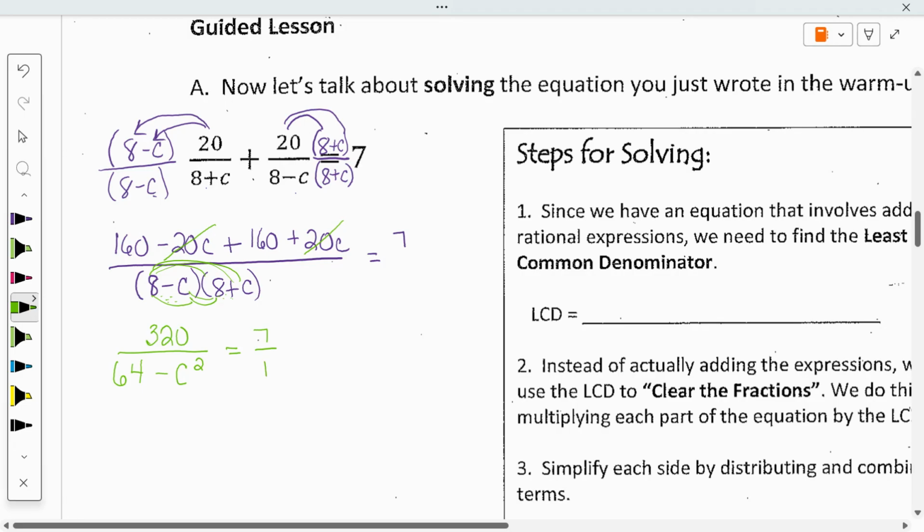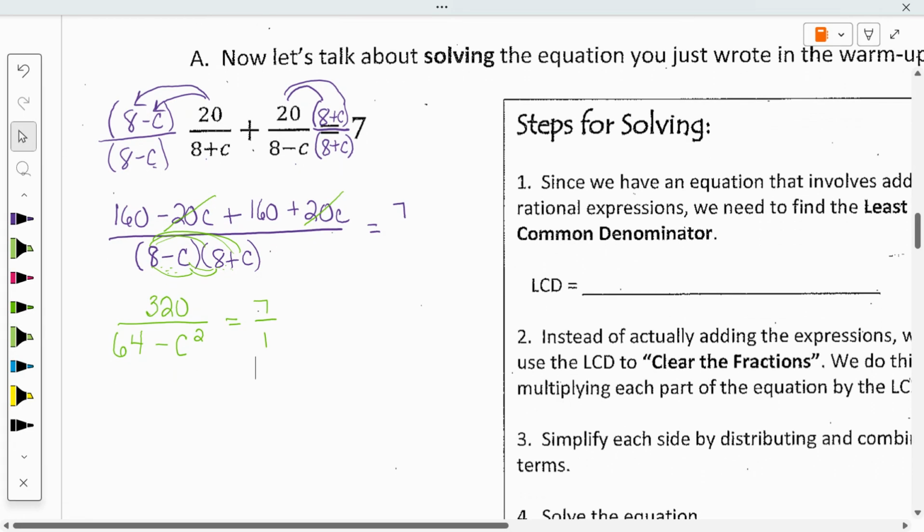I'm writing that as 7 over 1. How do we solve something like this? It's a proportion. What am I telling you to do? Cross multiply. Is that you, Manuel? You were rocking this out. Okay, so what's 7 times 64? I don't know. Well, 7 times 4 is 28, 42. I think it's 448. Is that right?